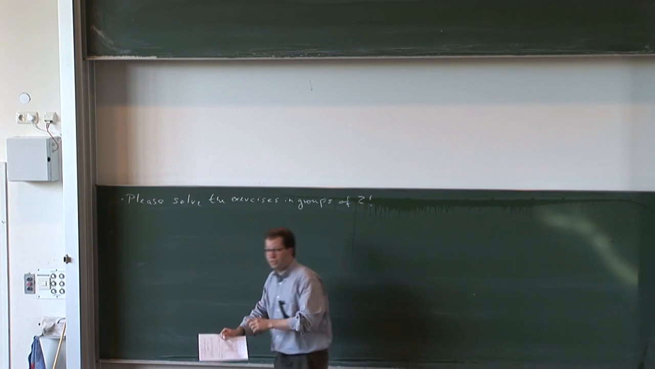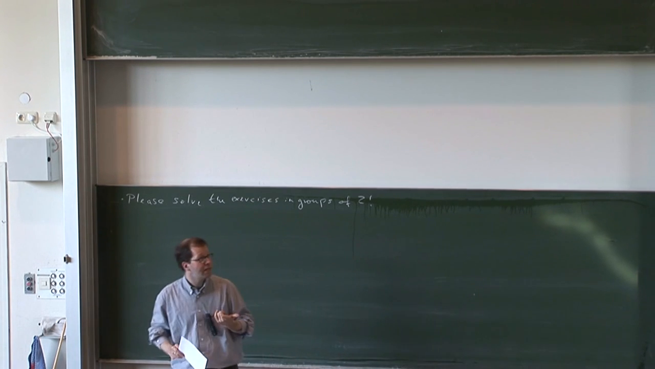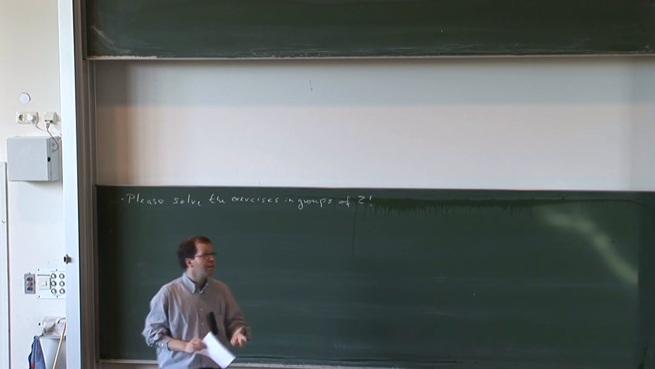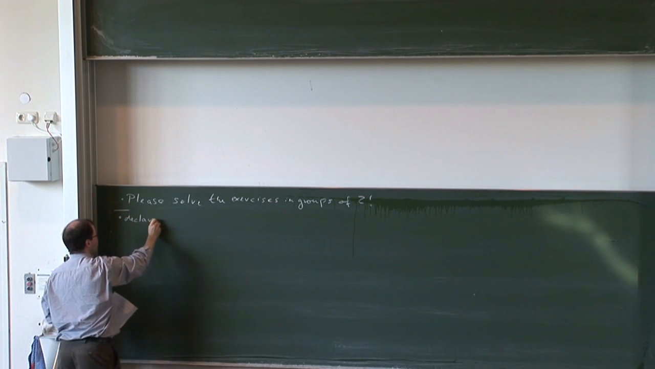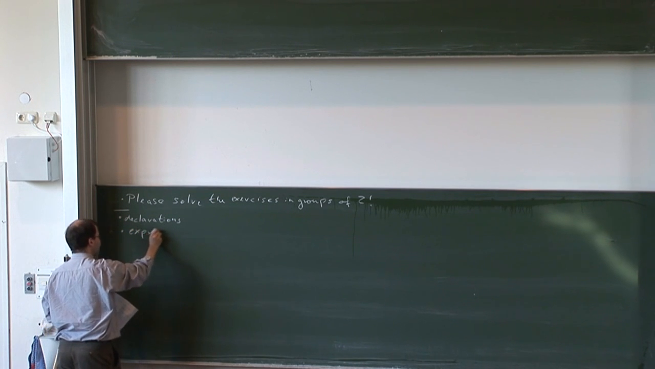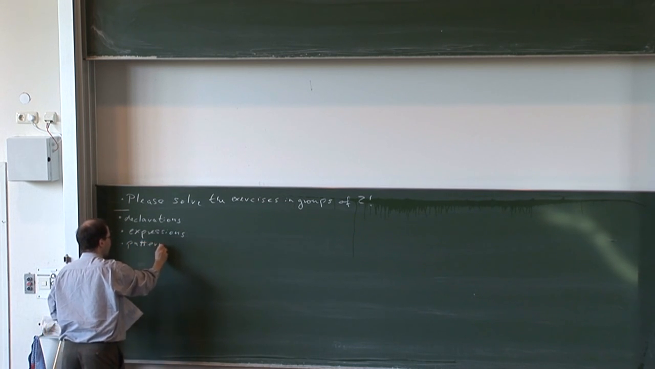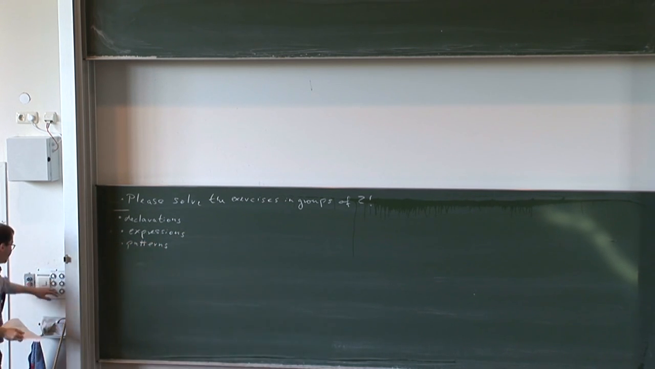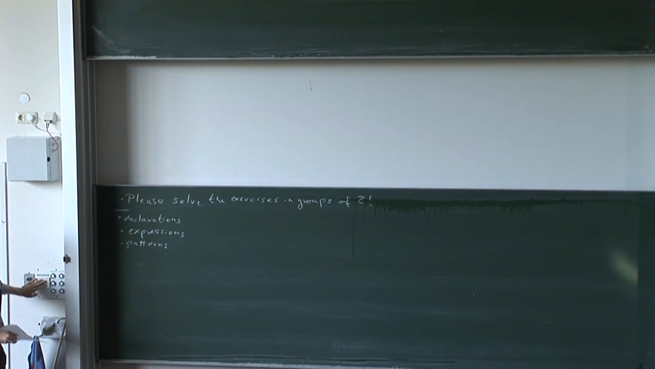Okay, so what did we do in the last lecture? We looked at declarations, we looked at expressions, and we looked at patterns. So these are three of the four major components of Haskell. So we had declarations, we had expressions, and we had patterns. And now the only thing that is still missing to finish our explanation of the Haskell syntax are types.